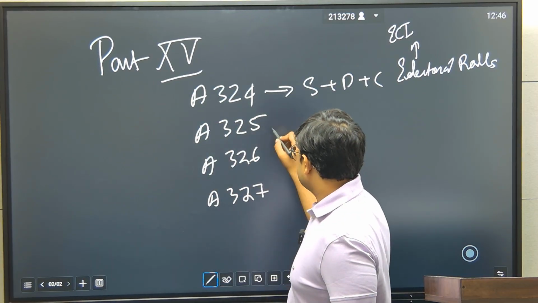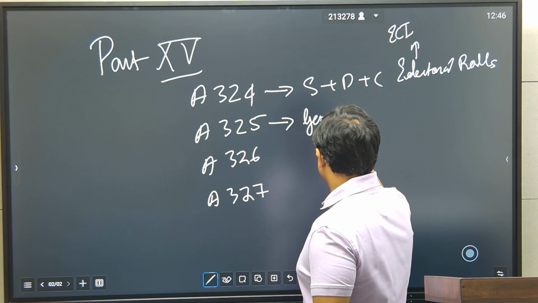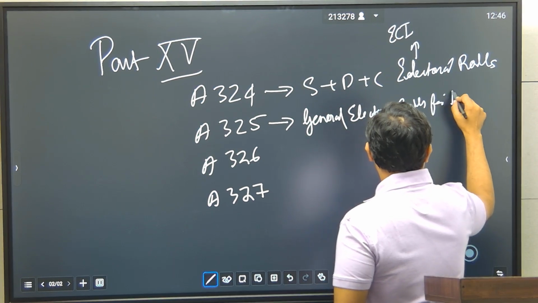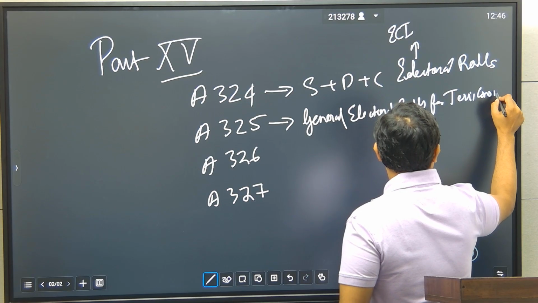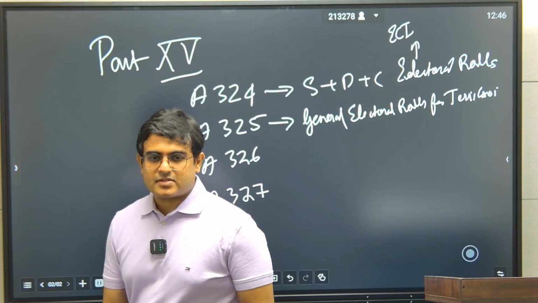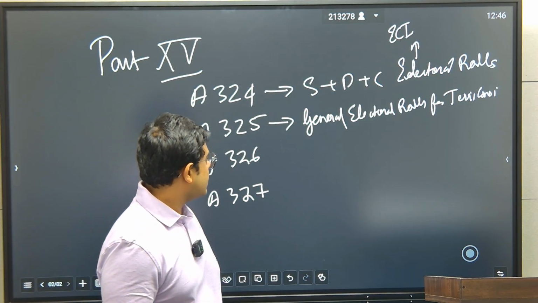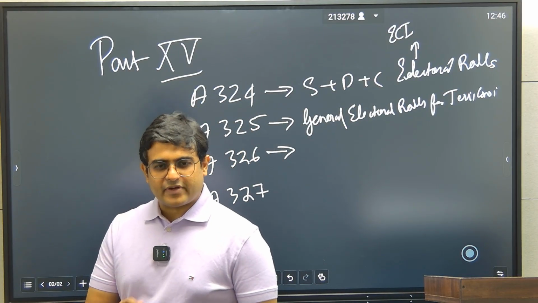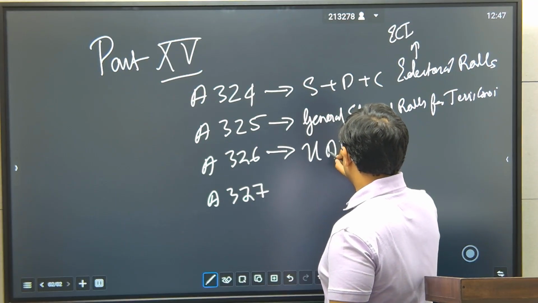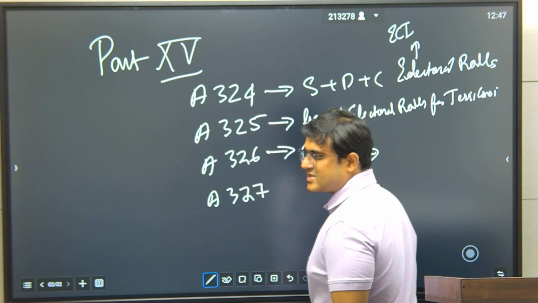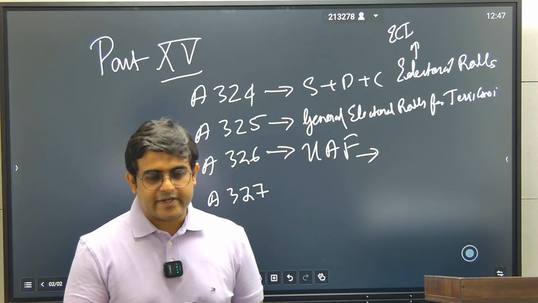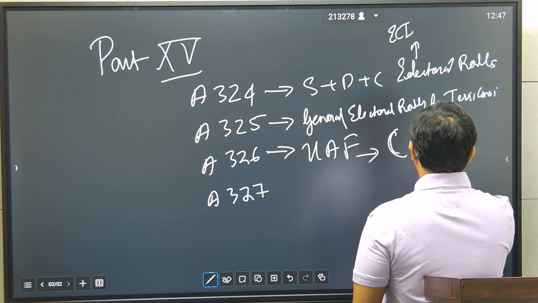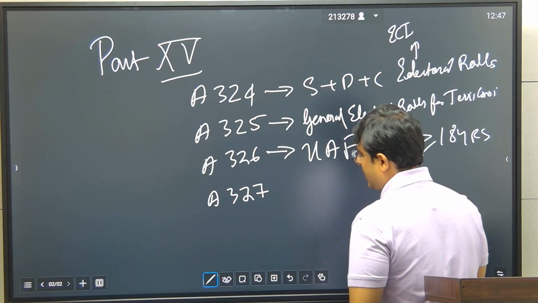Article 325 says there should be a general electoral roll for every territorial constituency. We'll break this down also, but let's first jot it down. Article 326 talks about universal adult franchise, that is, every citizen of India who is 18 or above has the right to vote.